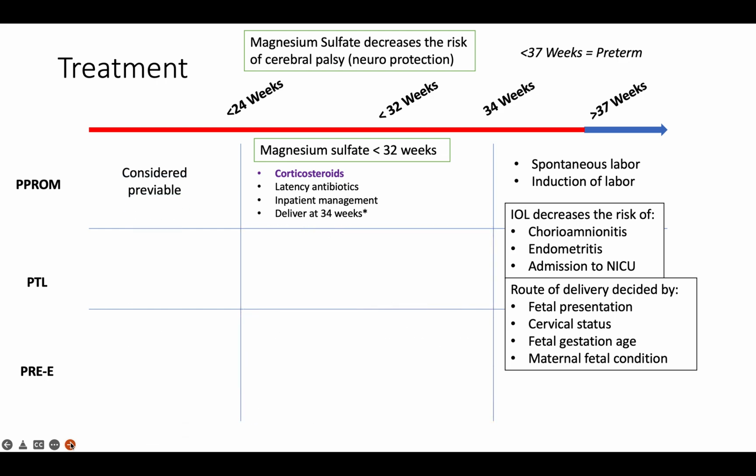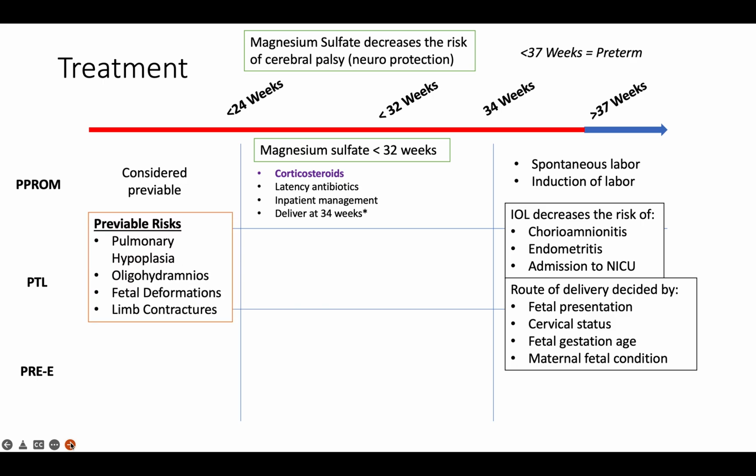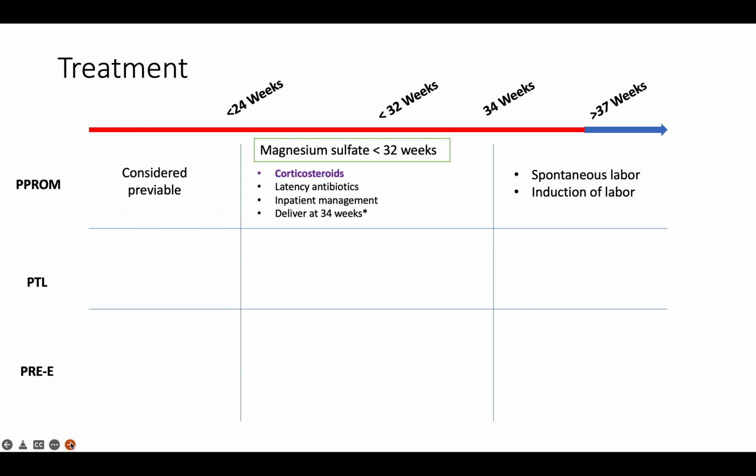Also for PPROM, less than 24 weeks is considered pre-viable PPROM. Pre-viable risks include pulmonary hypoplasia, oligohydramnios, fetal deformations, and limb contractures. Think of the Potter sequence with oligohydramnios. Some moms with pre-viable PPROM are admitted to the hospital before 24 weeks, waited out all the way to 34 weeks, and still deliver a baby with pulmonary hypoplasia.